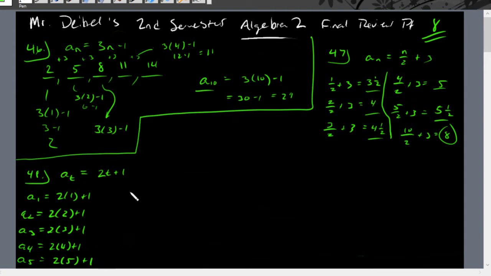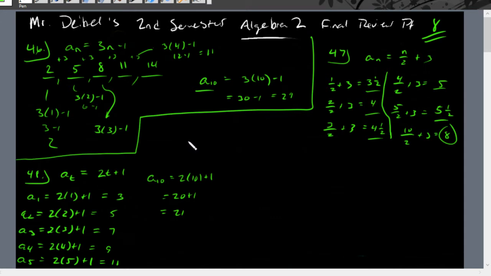Alright, so go ahead and simplify all this out. That's 2 plus 1. That's 4 plus 1. That's 6 plus 1. That's 8 plus 1. And that is 10 plus 1. There's your first 5 terms. Your 10th term is 21. Look at that. Surprise, surprise.